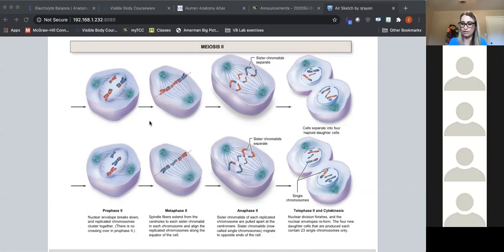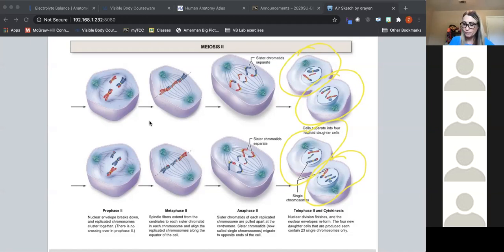And then after telophase 2 and cytokinesis, you end up with 4 cells, 1, 2, 3, 4. Each of those cells only has 23 single chromosomes. And notice that those single chromosomes are different because remember, this went through crossing over. So those genes have been shuffled. These chromosomes are not identical.